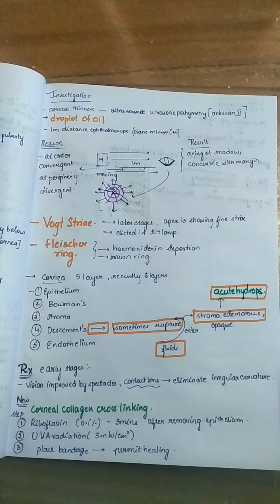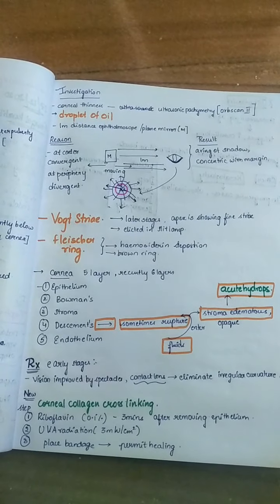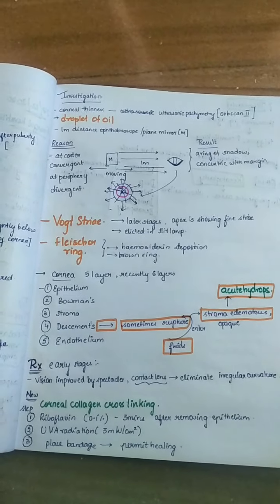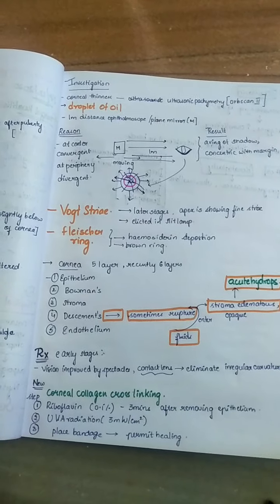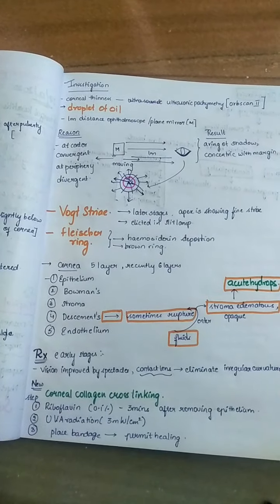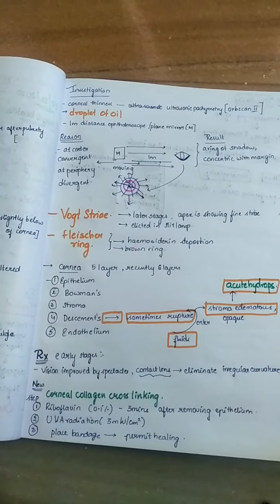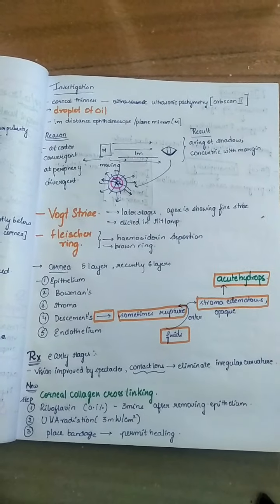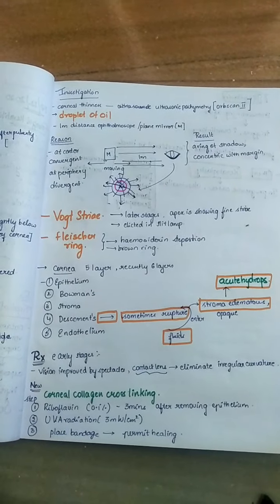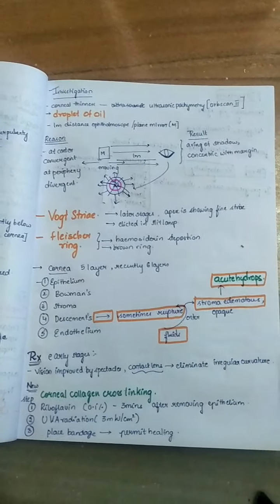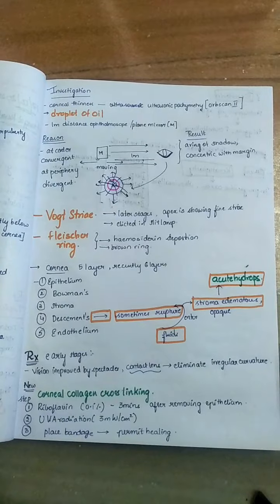Coming to the next sign of the cornea: the cornea is usually a 5-layered structure, but recently a 6th layer was added. The 5 layers are epithelium, Bowman's layer, stroma, Descemet's membrane, and endothelium. Due to rupture of Descemet's membrane, there is an entry of fluid into the stroma, which makes the stroma edematous. This condition is known as acute hydrops.